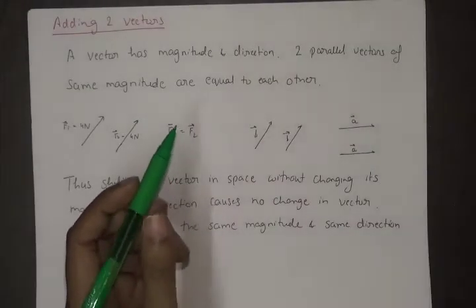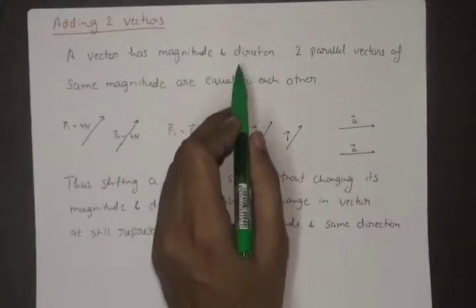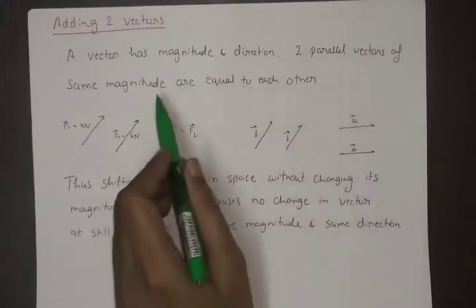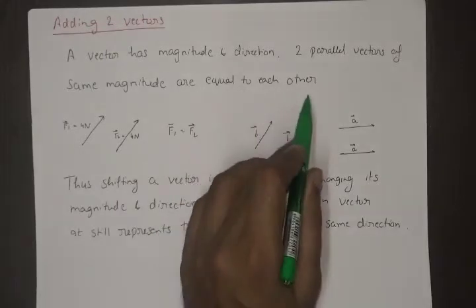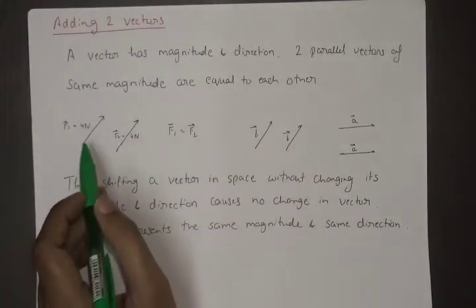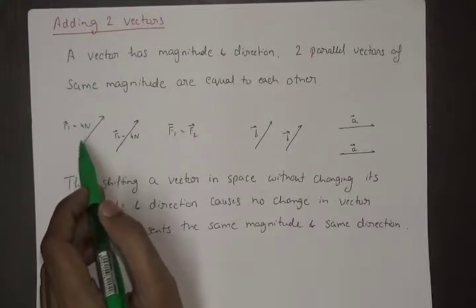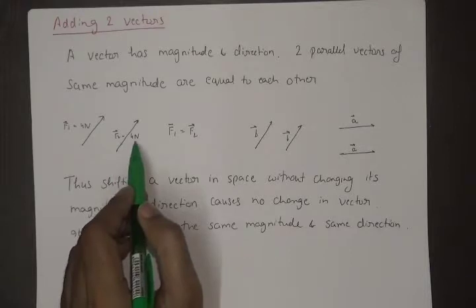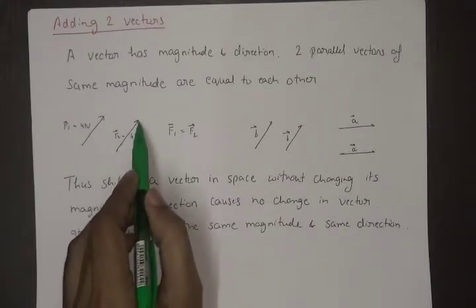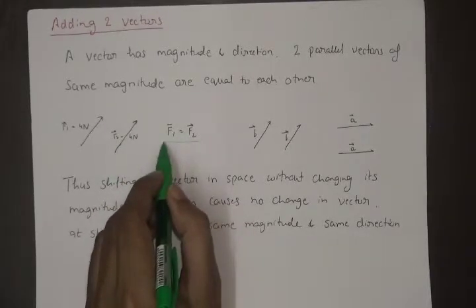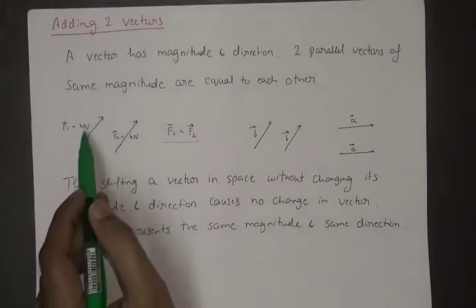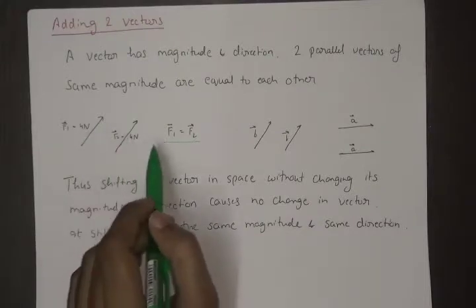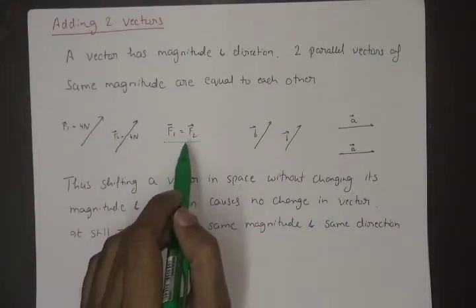So we have learned a vector has both magnitude as well as direction. Two parallel vectors of same magnitude are equal to each other. For example, F1 vector is 4 Newton acting in this direction and F2 vector is 4 Newton acting in the same direction. I say that F1 is equal to F2 vector. Why? Because in this case the magnitude is same and even the direction is same. We can say F1 vector will be equal to F2 vector.